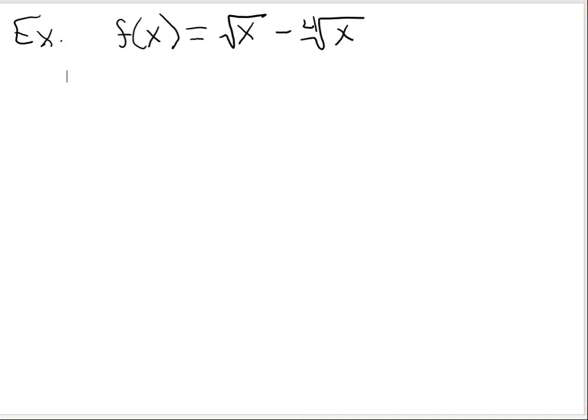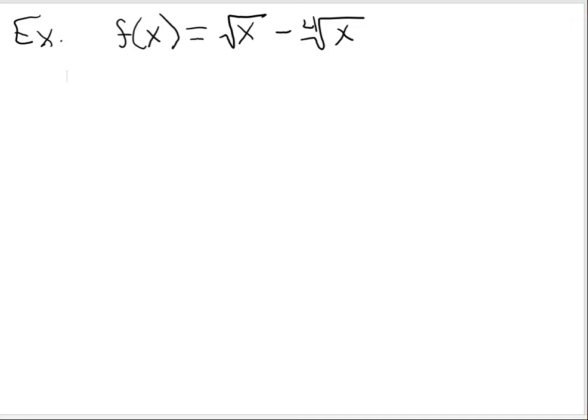Okay, so welcome back to day 2 of section 4.1 and 4.3. So today, before I get into any of the new content, let's do an example just to review. Let's say I have this function, f of x equals square root of x minus fourth root of x. And let's find the local extrema. So that is the local minimum and maximum.